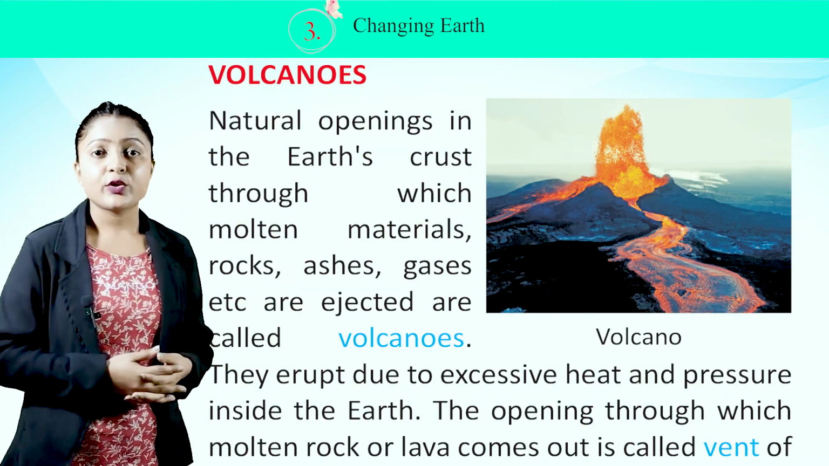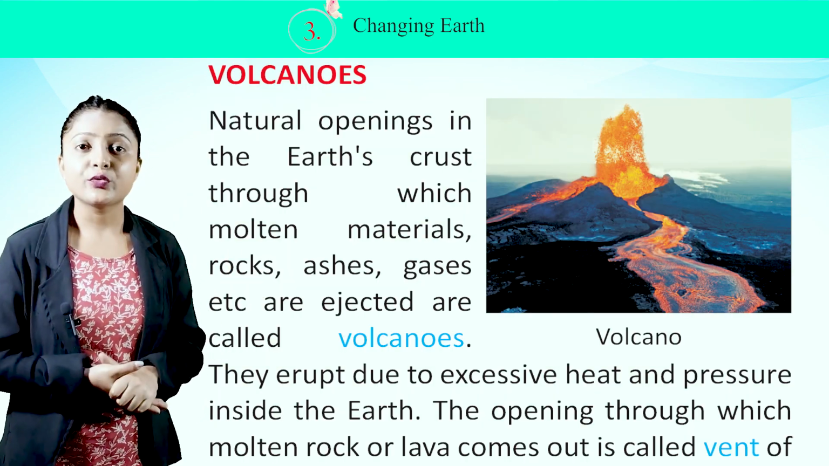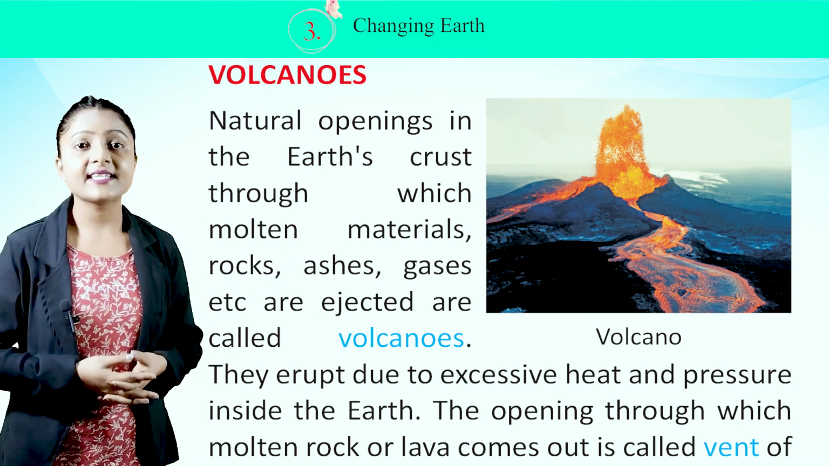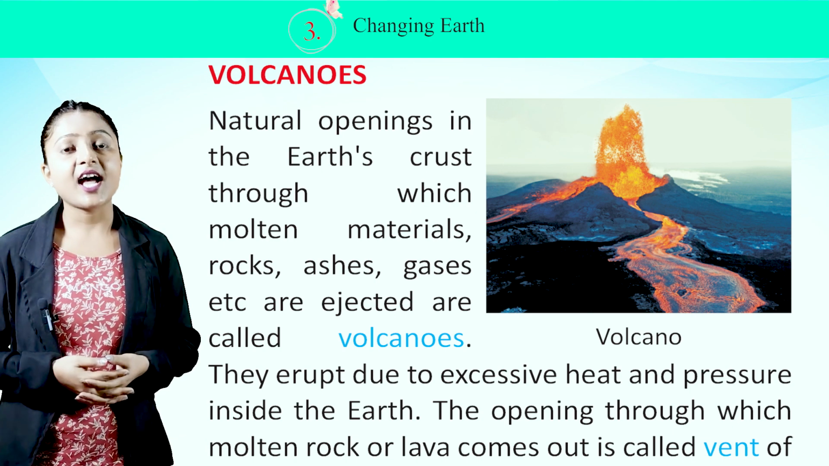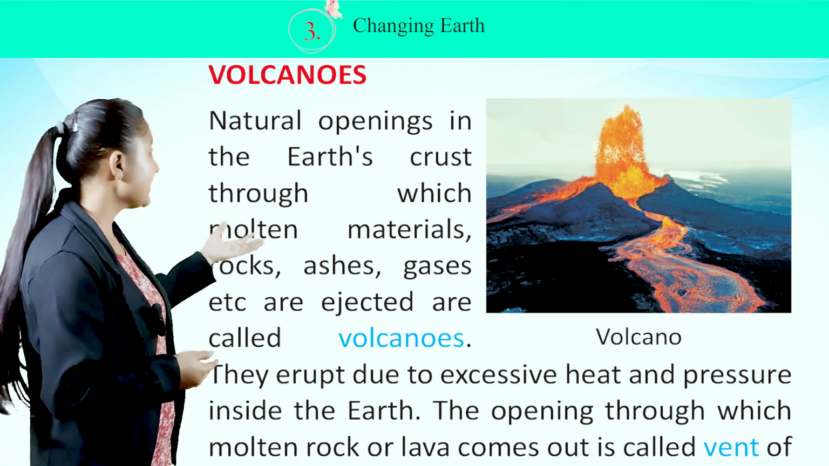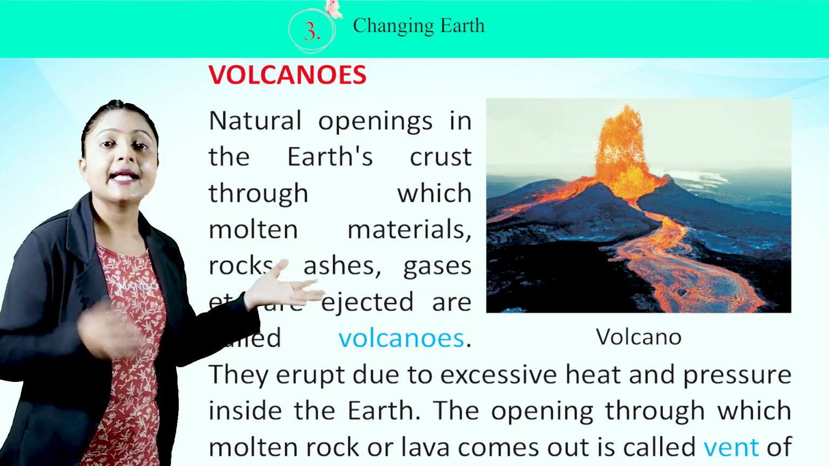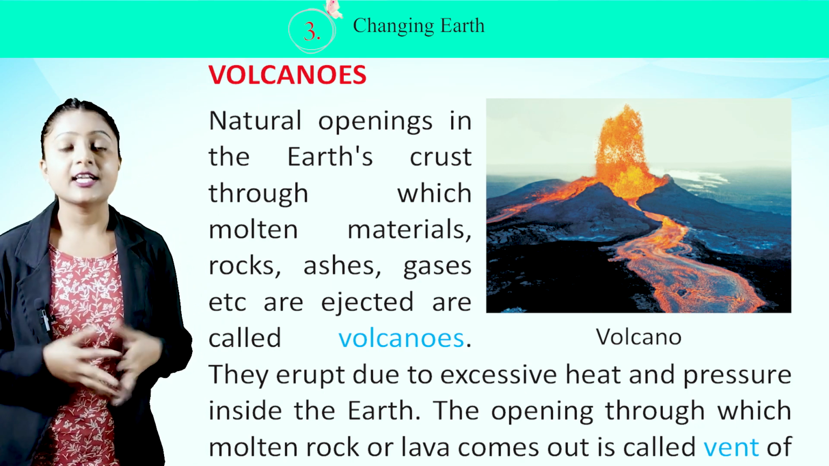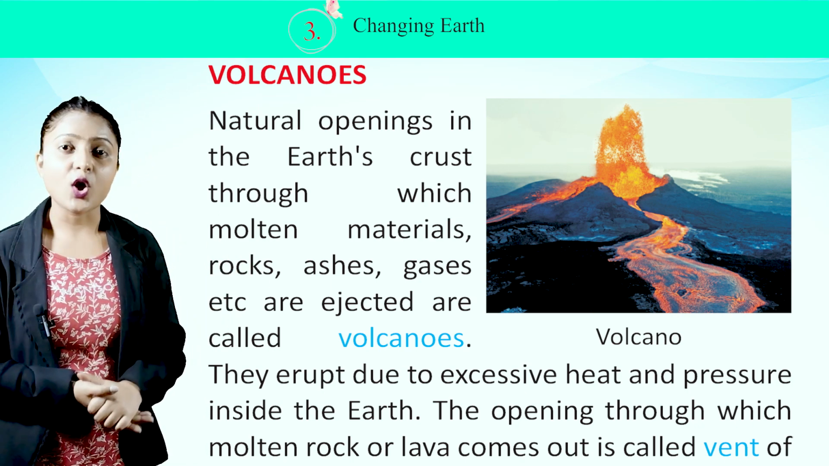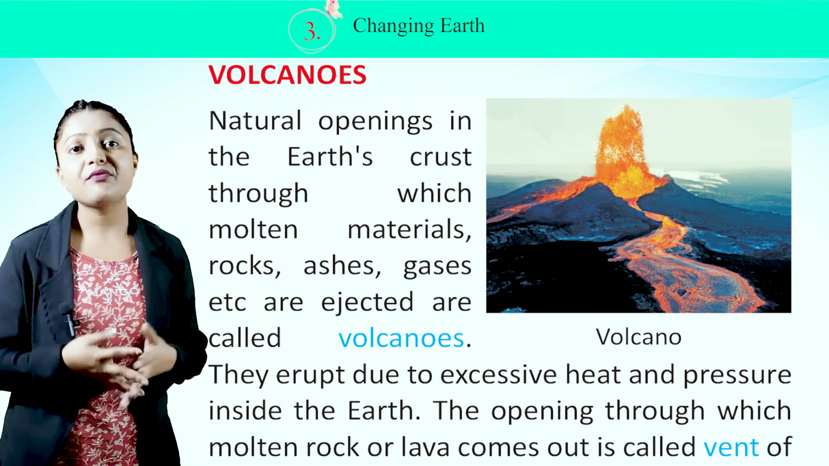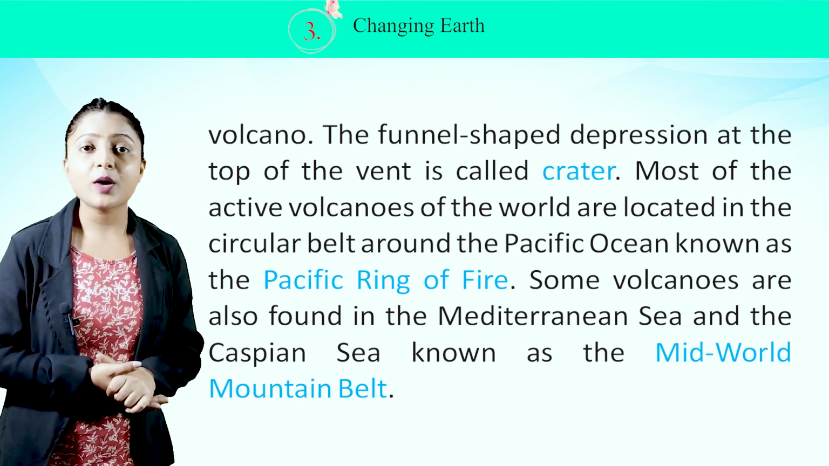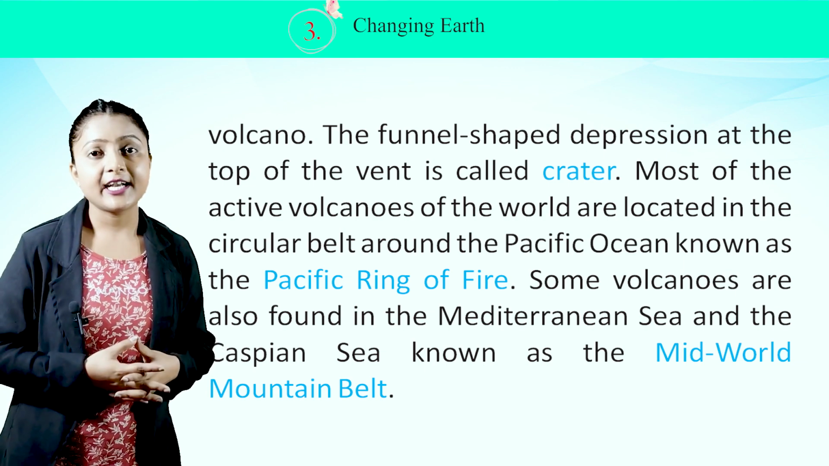Volcanoes. Natural openings in the earth's crust through which molten materials, rocks, ashes, gases, etc. are ejected are called volcanoes. This is the picture of a volcano. They erupt due to the excessive heat and pressure inside the earth. The opening through which molten rock or lava comes out is called the vent of the volcano. The funnel-shaped depression at the top of the vent is called the crater.